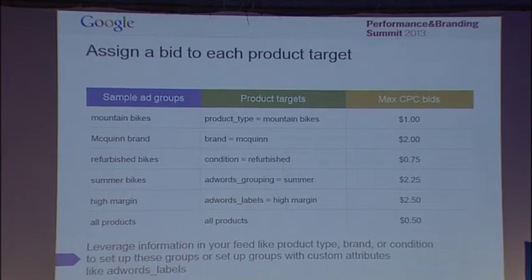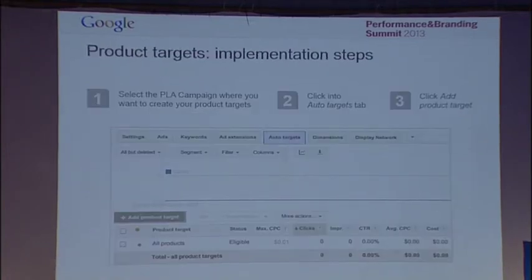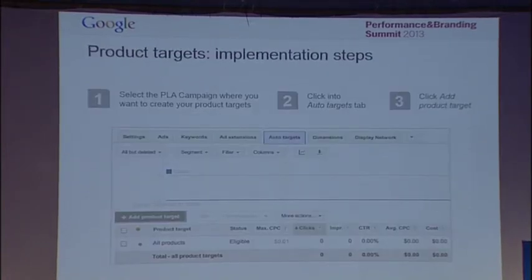As you can see in this example, some products can belong maybe to mountain bikes, but also be a McQueen bike. That's okay as long as the bids are different, because in that case, the highest bid will always take over. If you don't do that, if you put the same bid, our system would just randomly pick from which ad group to serve it.